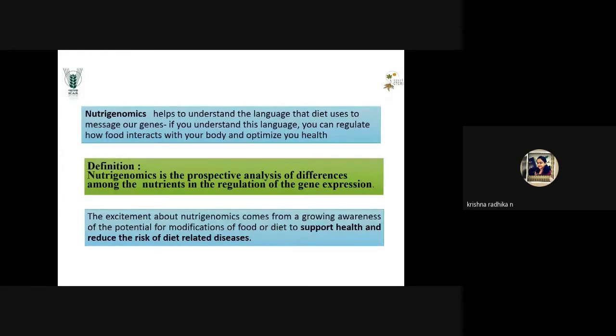The definition of nutrigenomics goes like this. It is the prospective analysis of differences among the nutrients in the regulation of gene expression. Consequent to gene expression, it also regulates mRNA synthesis, protein synthesis, and metabolite production. The excitement about nutrigenomics comes from a growing awareness of the potential for modifications of food or diet to support health and reduce the risk of diet-related diseases.